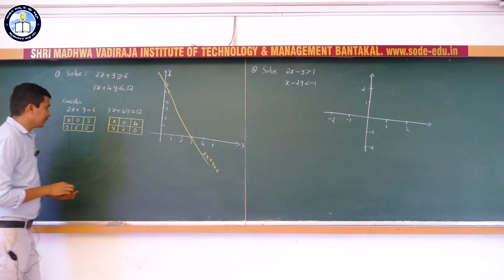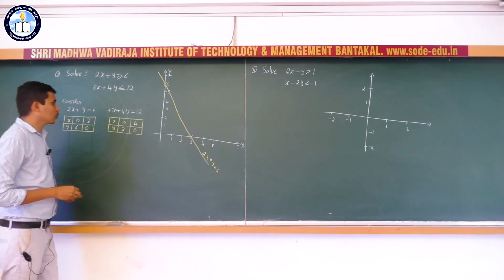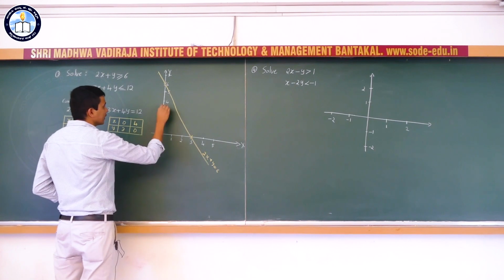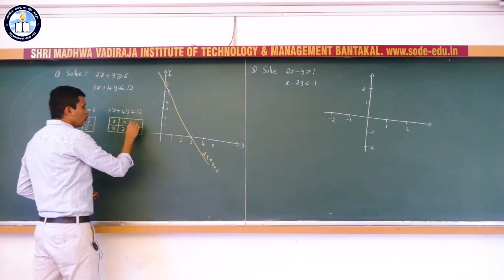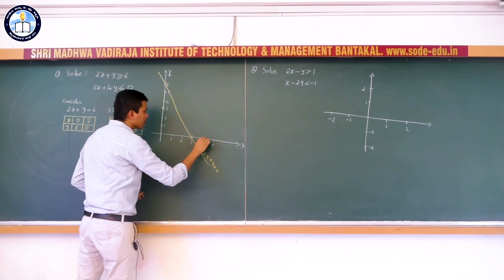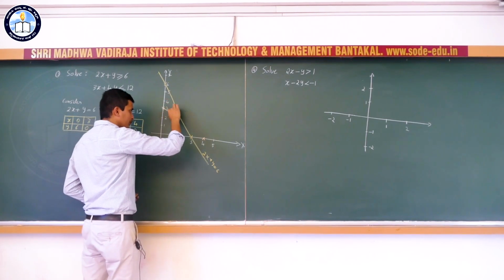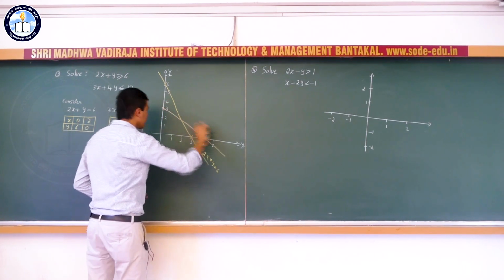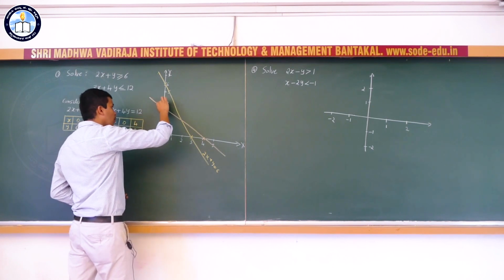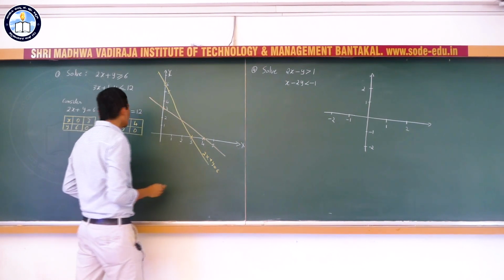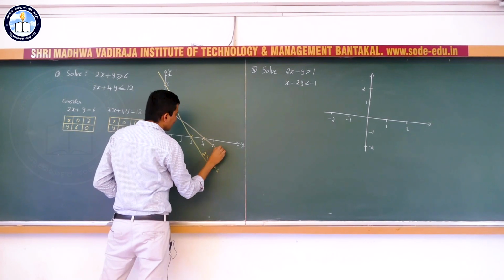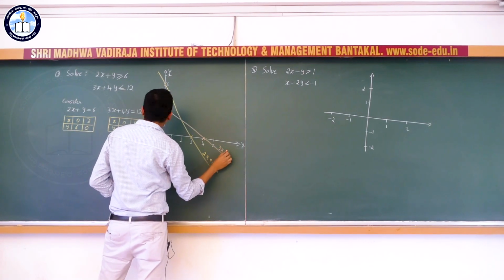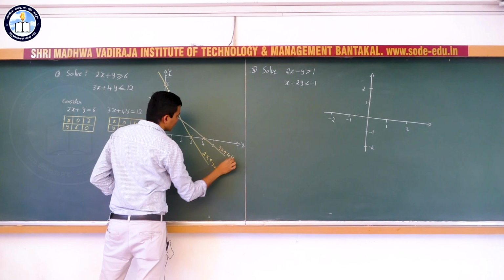And another line, it is 3x plus 4y equal to 12. 0, 3, it is here. 4, 0, it is here. I need to join these two. Extend that line, just keep it in mind, don't stop in between the x-axis and y-axis. Extend that line and name that particular line: it is 3x plus 4y equal to 12.